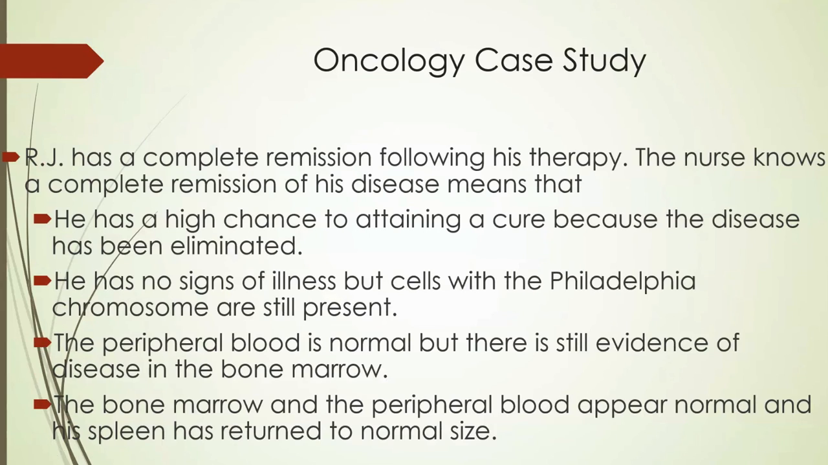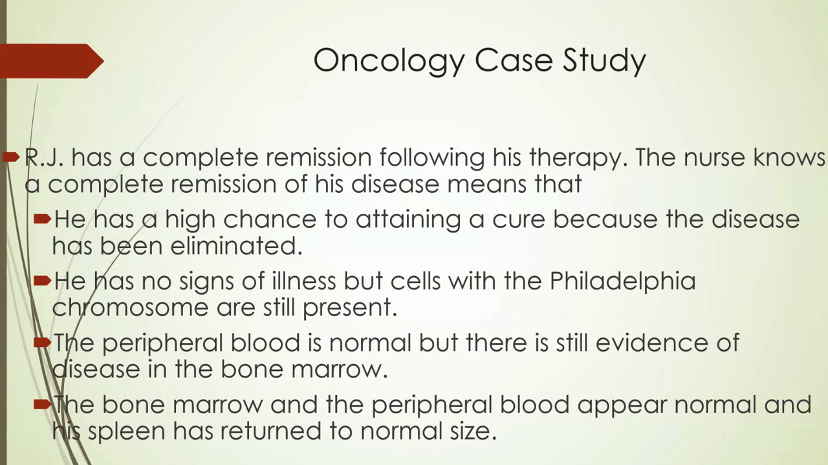This one is D, because remission usually means all evidence of the disease is absent, but it doesn't mean it's been eliminated. Unfortunately, all it takes is one microscopic cancer cell floating around in the body to have a relapse.